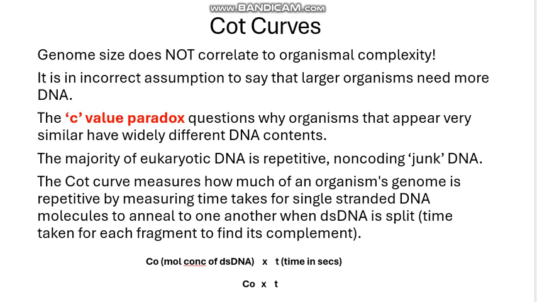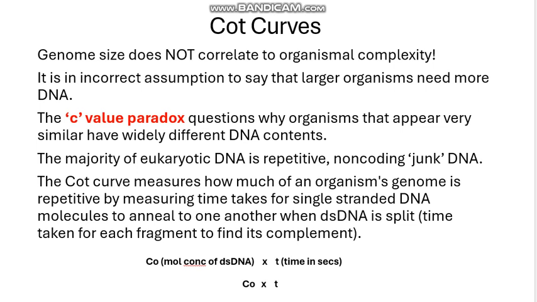The C-value paradox questions why organisms that appear very similar, like those plants and flowers I just talked about, have widely different DNA contents. The majority of eukaryotic DNA is repetitive, non-coding junk DNA. And when I say most of it, I mean probably over 70%. Very little of our DNA actually codes for anything. I think it's only about 3% that codes for functional proteins.